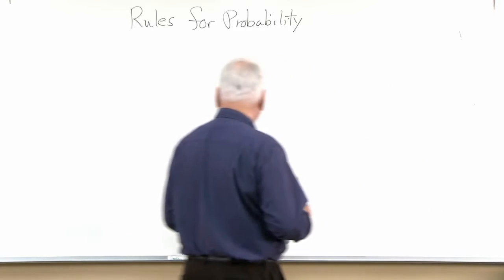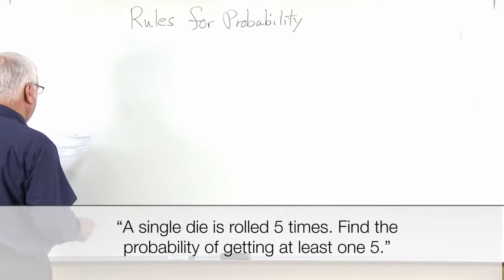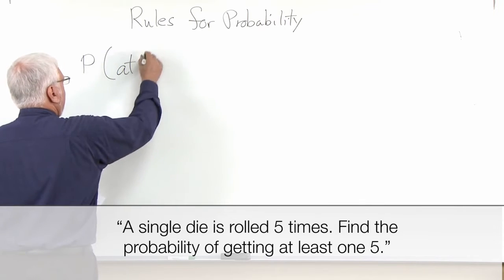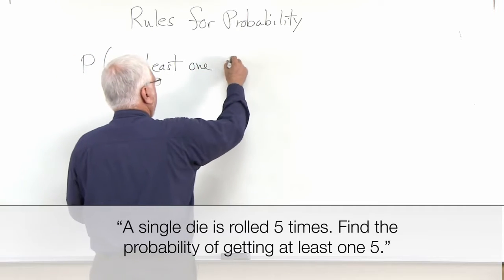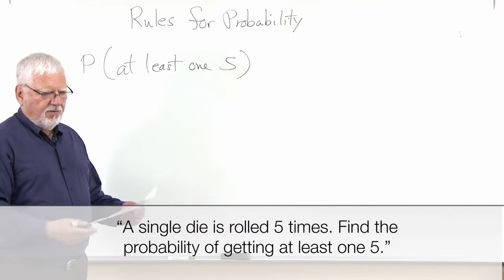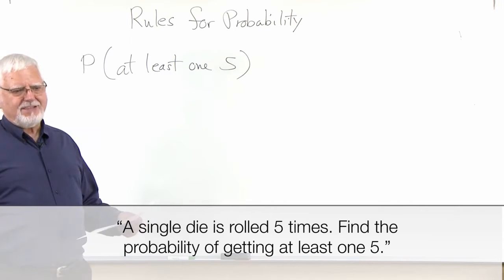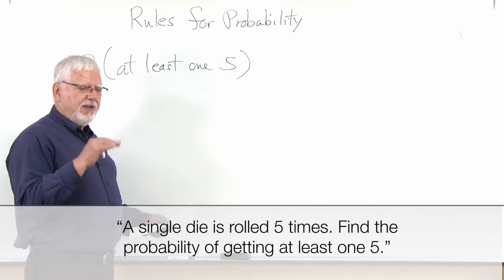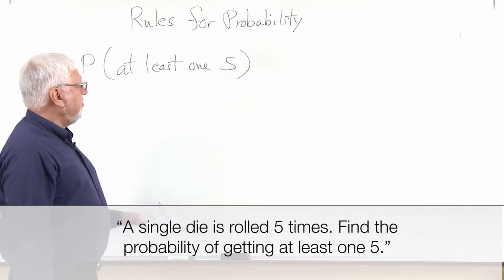So let's try this first problem. If we throw a single die 5 times, we want to figure out the probability of getting at least one 5. So we're going to throw a single die 5 times, and we want to know the probability we'll get at least one 5 on one of those 5 throws. If you ever played Yahtzee, you throw 5 dice at once. But when you break these down, you break them down to individual events. So I would just throw 1 die at a time and watch it come up. It'd be the same thing.